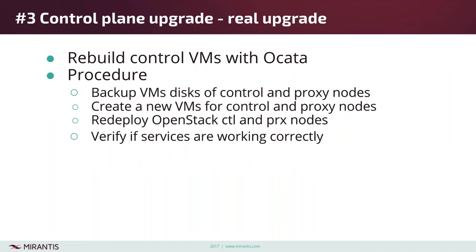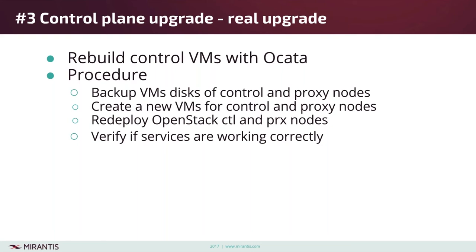Okay, so then step 3, or phase 3 of this, is going to be performing the actual upgrade. That includes rebuilding the virtualized control plane nodes with Ocata. The reason that's necessary is that we're going from Ubuntu Trusty to Ubuntu Xenial for these control plane nodes and proxy nodes. Then we're going to redeploy those, basically reconfigure those with Ocata.